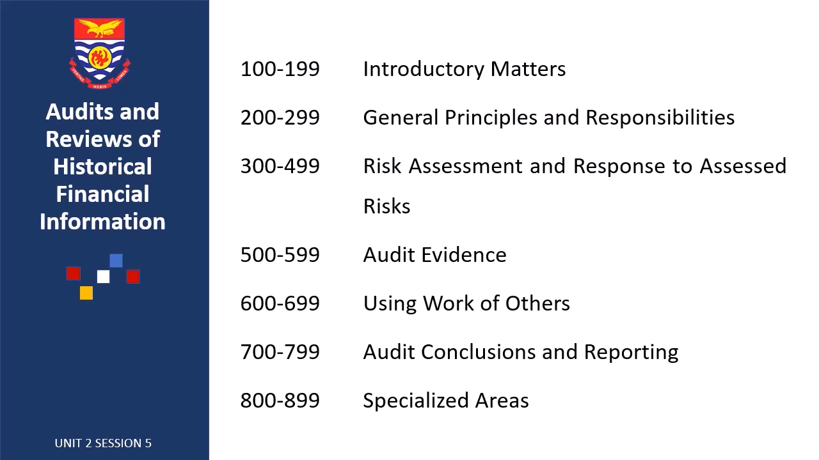Now, 300 to 499 deals with the risk assessment and the response to assessed risks. So, how auditors are going to assess risks and how they are going to respond to the risks that they have assessed. The standards that fall within this range deal with that. Now, between 500 and 599 talks about the audit evidence. Upon what evidence are you going to base your opinion? So the standards that fall within here talk about the audit evidence.